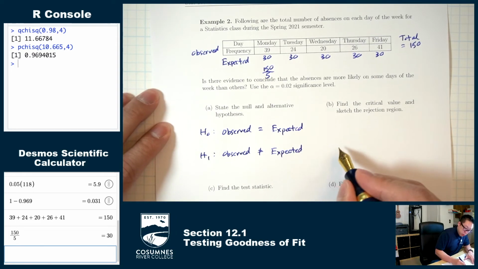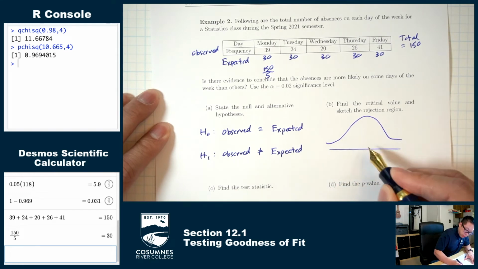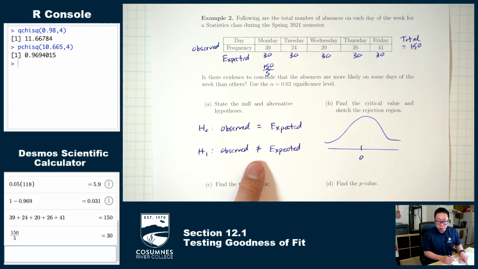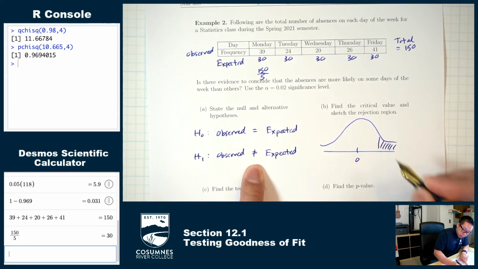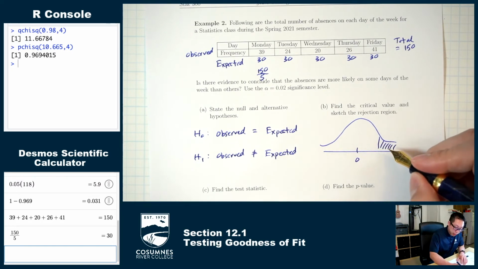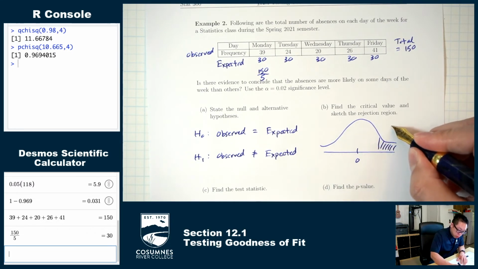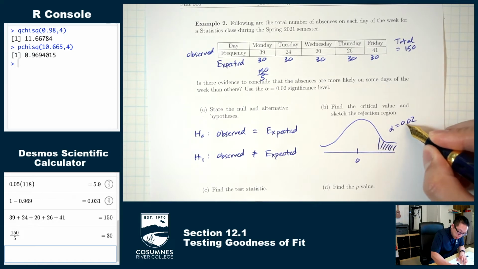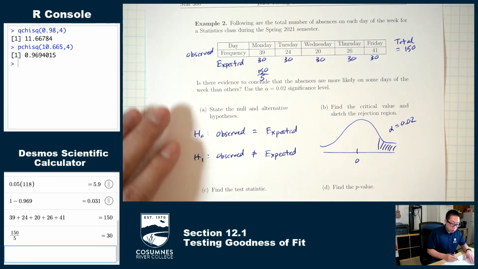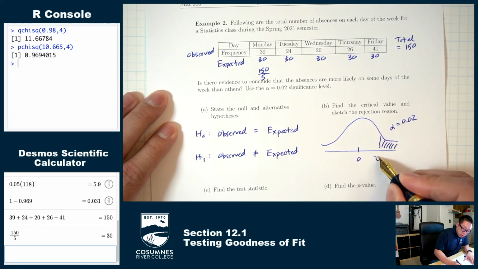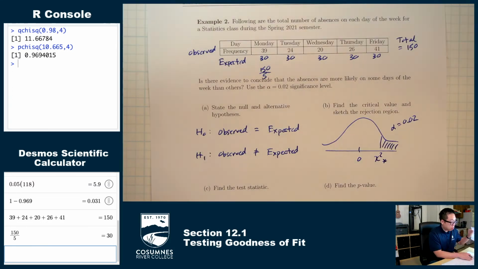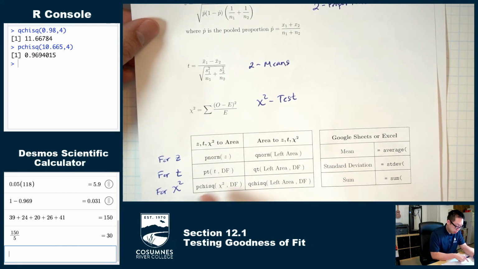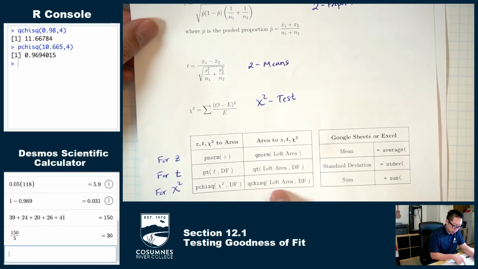Part B, draw a picture. Okay, even though it's not equals, for a chi-square, it's always going to be shaded to the right. And the shaded area is our alpha. Our alpha here is 0.02. And then we're looking for chi-square star. Okay, this is really an area to chi-square star situation. Area to chi-square star for the chi-square situation is q chi-square left area df.